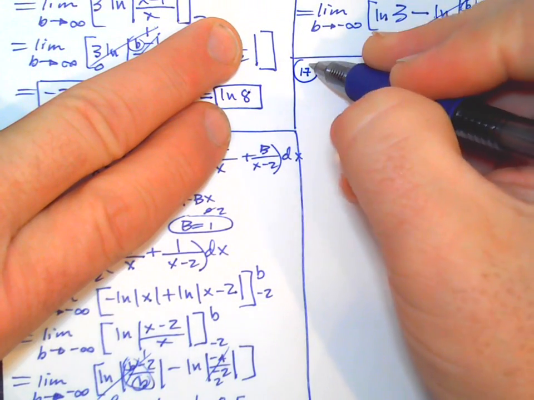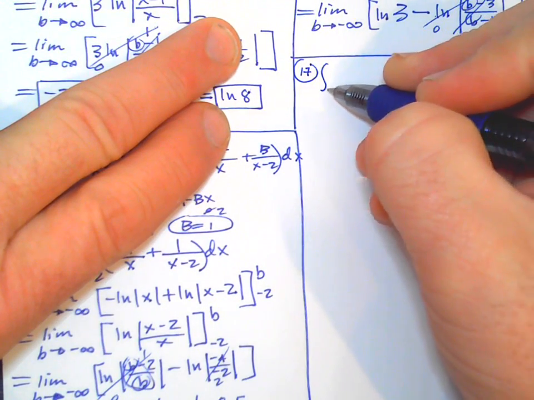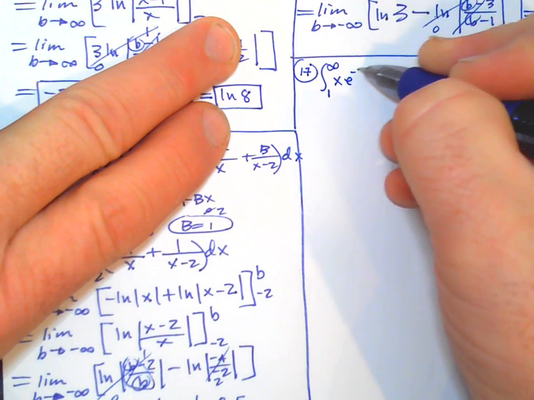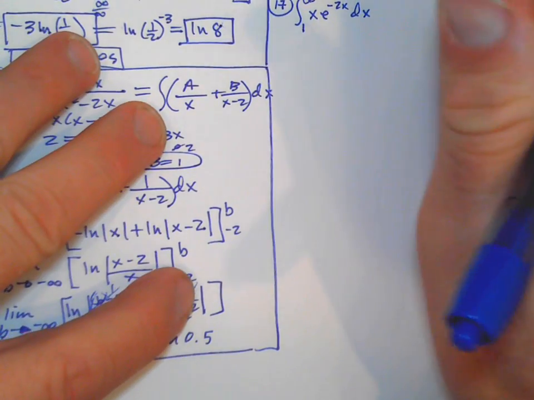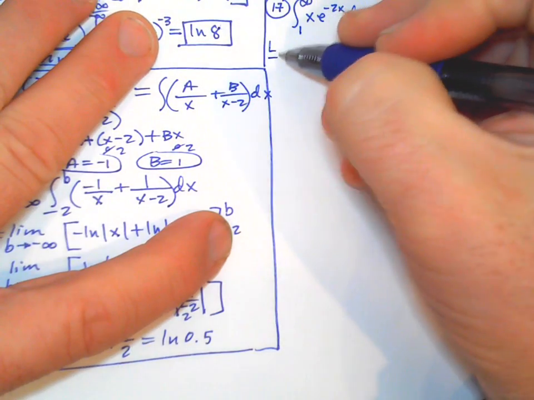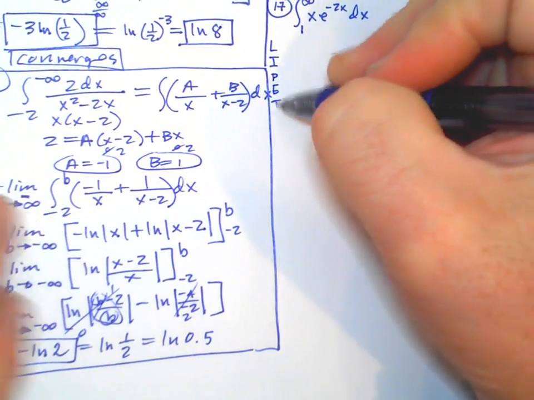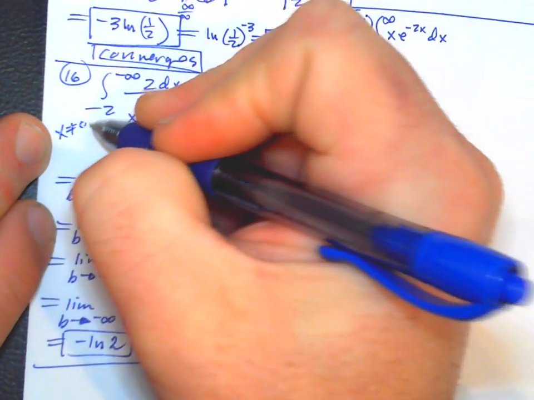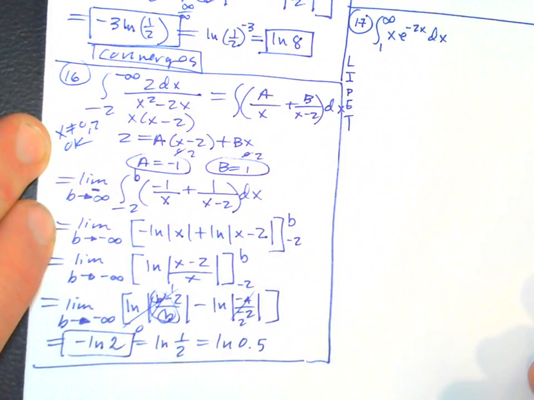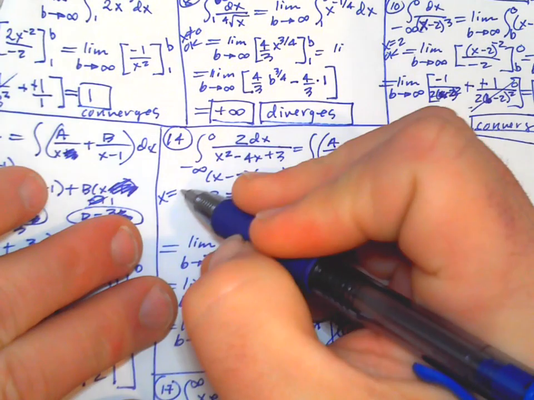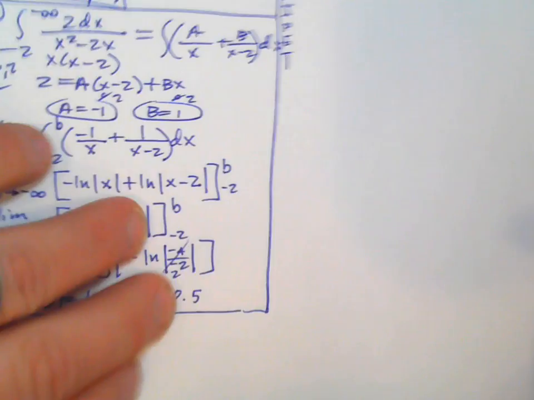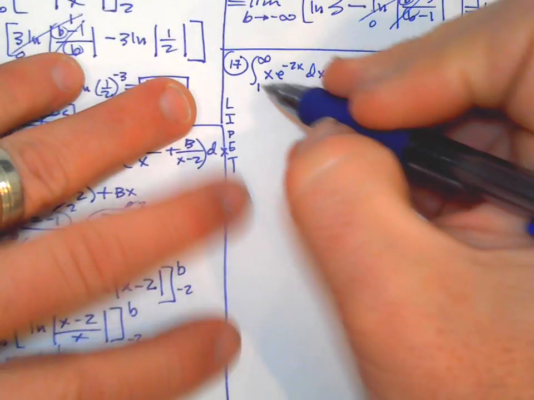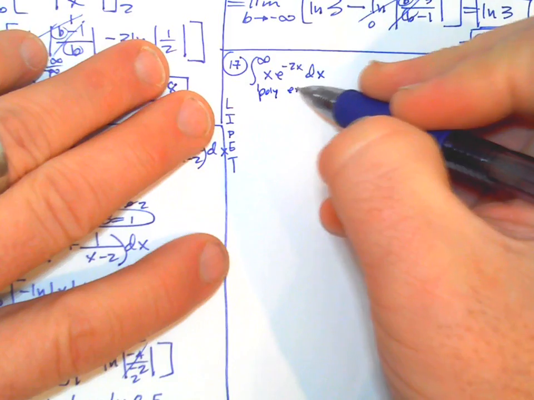So 17 is the integral from 1 to infinity of x e to the negative 2x. Now we can't integrate that, so we're going to have to use integration by parts, limit. And I kind of forgot on this one, say x cannot equal 0 or 2, which is okay for us. Previous problem, x cannot equal 1 or 3, but that's okay with us today.